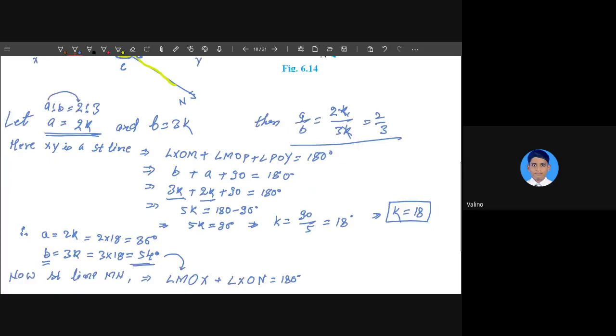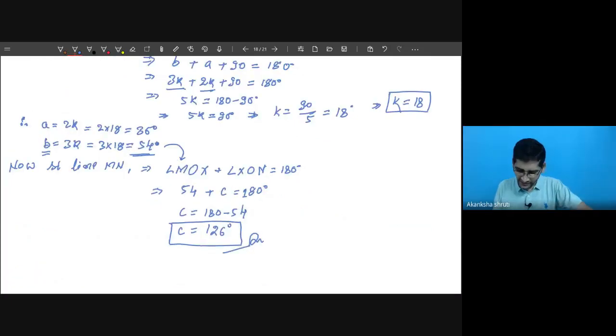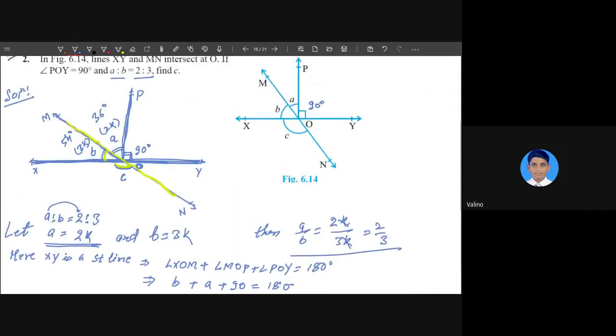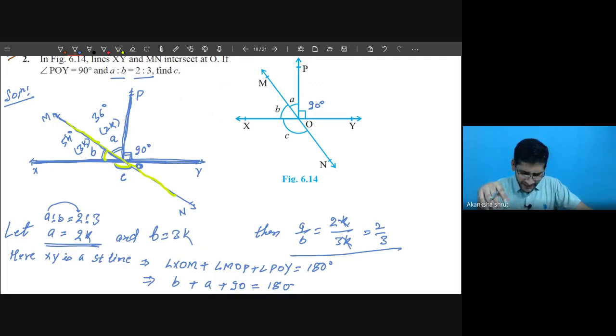Okay, student. Sir, I have a doubt. Yes, please say. Sir, can we calculate A and B directly by putting 90 because PO is perpendicular? Yeah, A plus B is also 90 degrees because this angle is 90 degrees. So A plus B will also be 90 degrees. It will give you the same result.